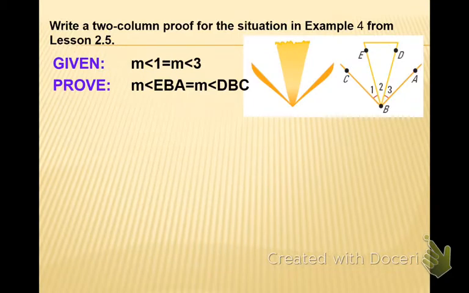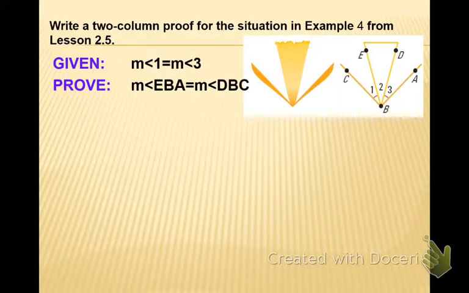All right. So, write a two-column proof for the situation example 4 from lesson 2.5. I'm not exactly sure what that means, other than it might refer back to one of your examples earlier in your notes. I don't really care. I'm going to write a two-column proof for this situation going on right here. Okay? So, we're told that the measure of angle 1 equals the measure of angle 3. And we want to prove that the measure of angle EBA equals the measure of angle DBC.